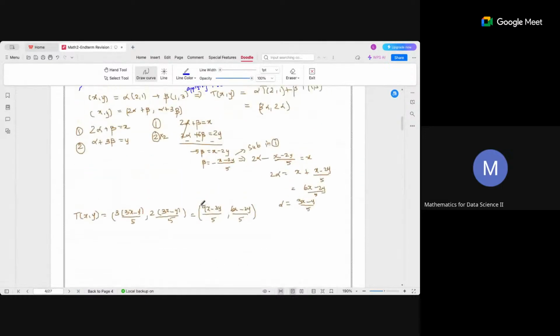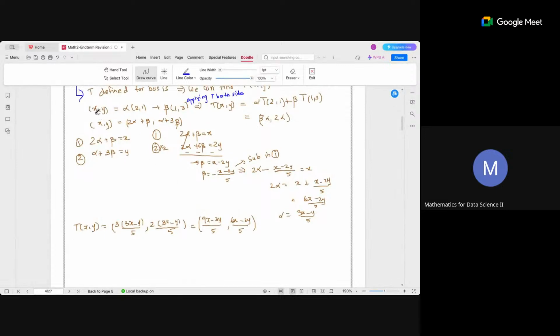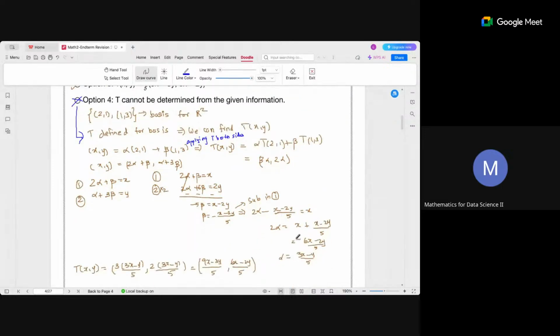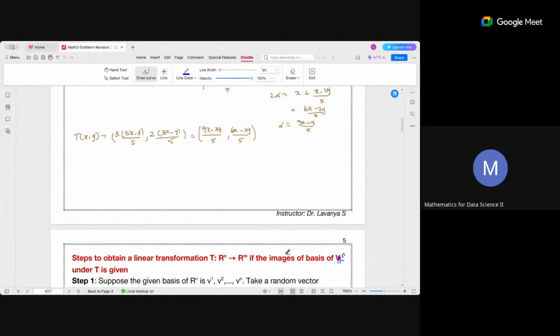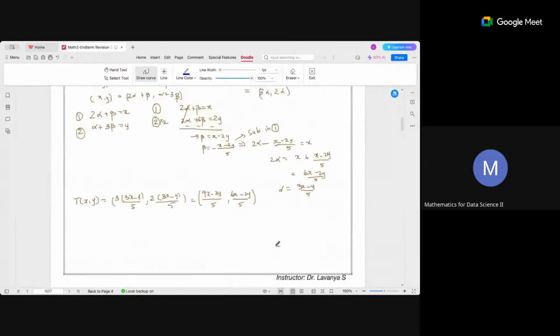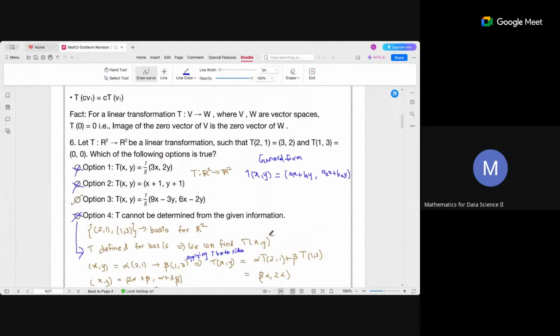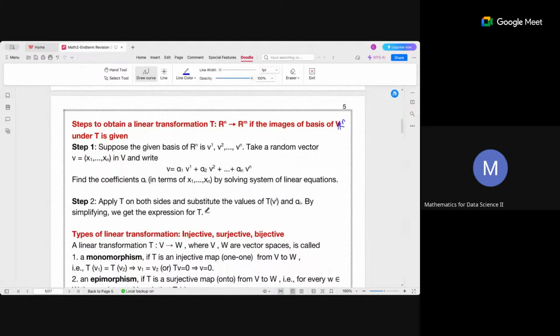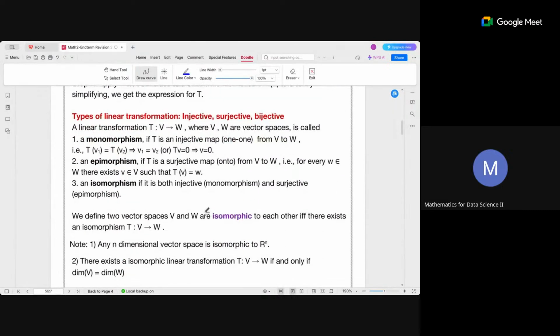Exactly, that is what we did here, right? We wrote this general vector x comma y as a linear combination of the given basis vectors, and then we found alpha and beta in terms of x and y. And then we apply T on both sides, substitute the values of T of vi. T of vi is what is given to you. You substitute that, simplify, and find the expression for T. Got it? Okay.